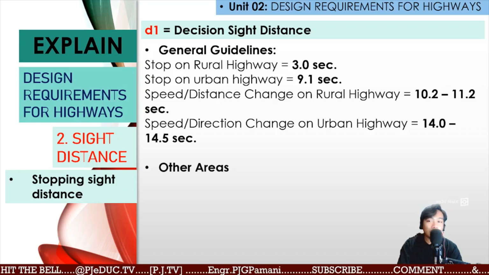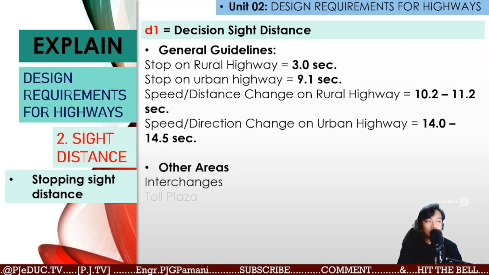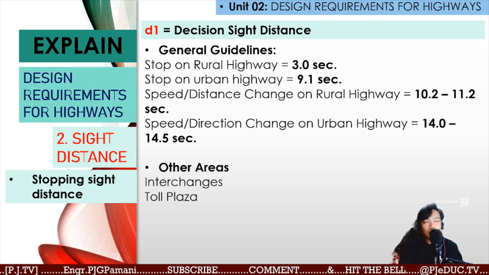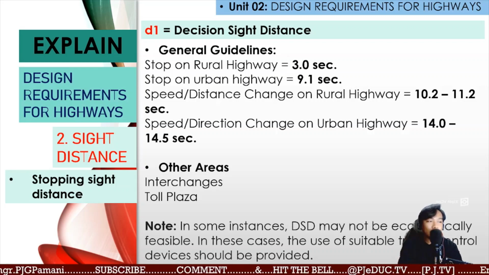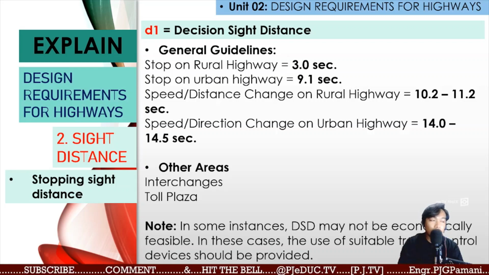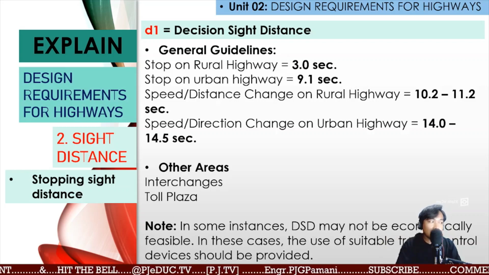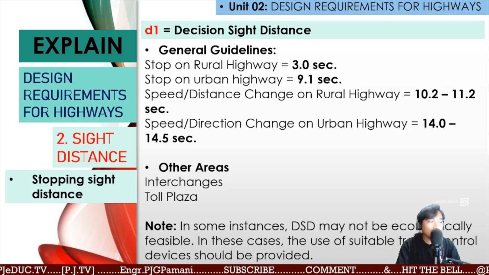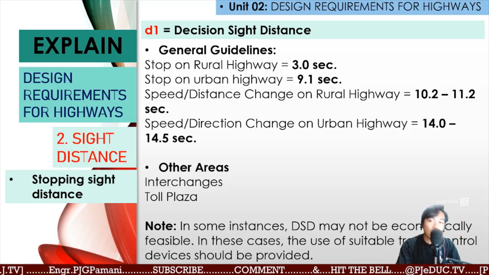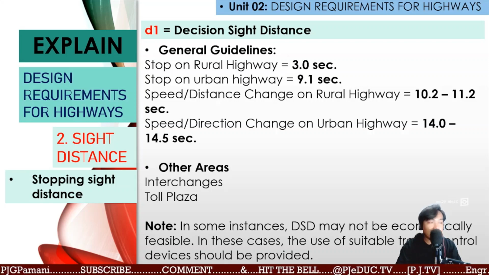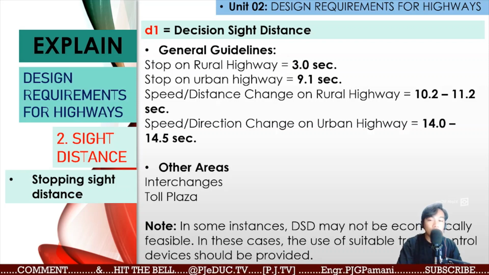14 to 14.5 seconds. In other areas, interchanges and toll plaza, that is mainly 2.5 seconds. Now, in consideration, in some instances, the decision sight distance may not be economically feasible. In these cases, the use of suitable traffic control devices should be provided.